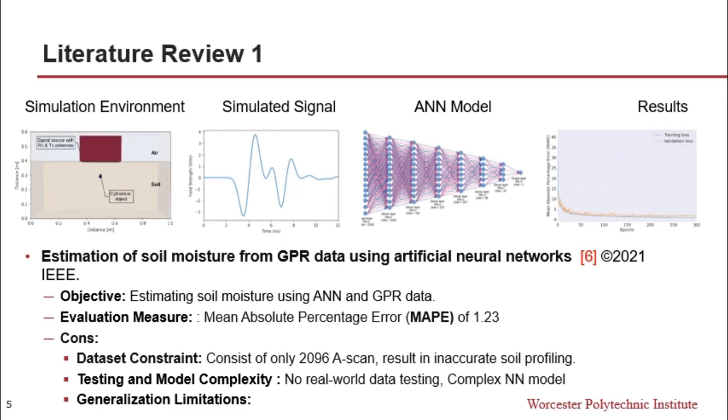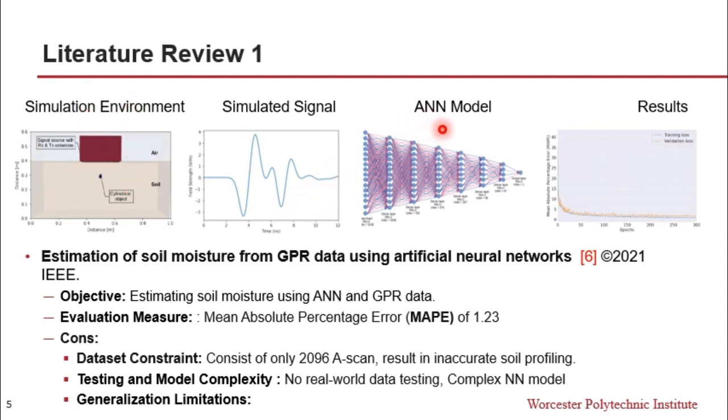For our literature review, we started with this paper. Their objective was estimating soil moisture using GPR data and an artificial neural network. Their evaluation measure was MAPE, or mean absolute percentage error, with a value of 1.23. As you can see from their simulation environment, they do have two main limitations. First of all, their soil layer has been defined at a constant 40 centimeter depth, and they also have an external cylindrical object that will create a hyperbola shape when the A-scan signal is emitted into the soil.